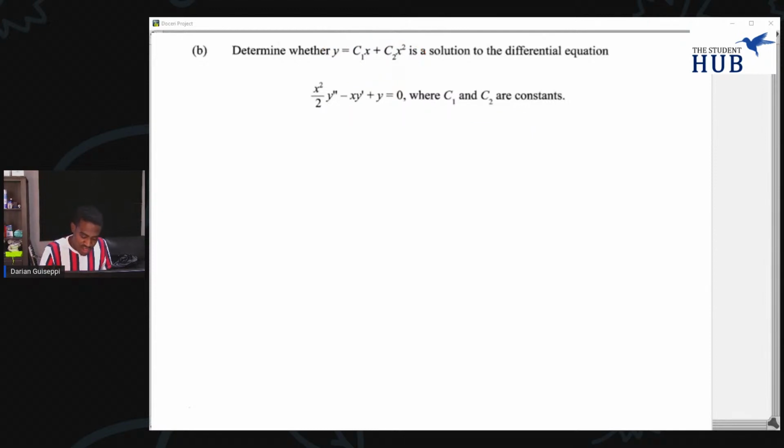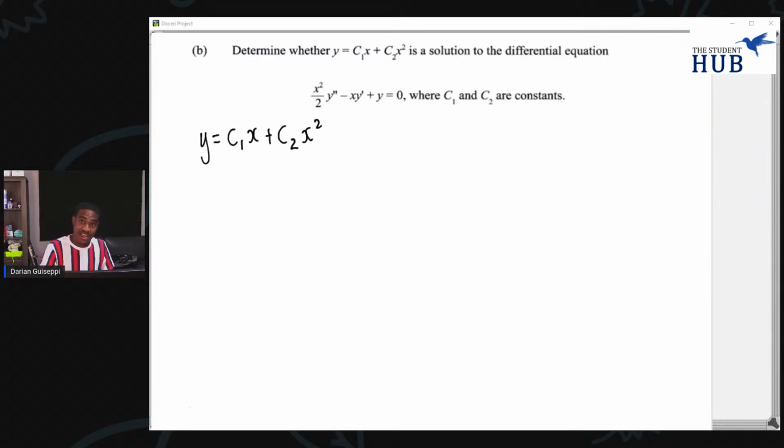And what is the differential equation? This is the differential equation. So they want us to show or determine whether this is a solution. So how do we go about doing that? That's the question. The first thing I would do is actually write down the solution.